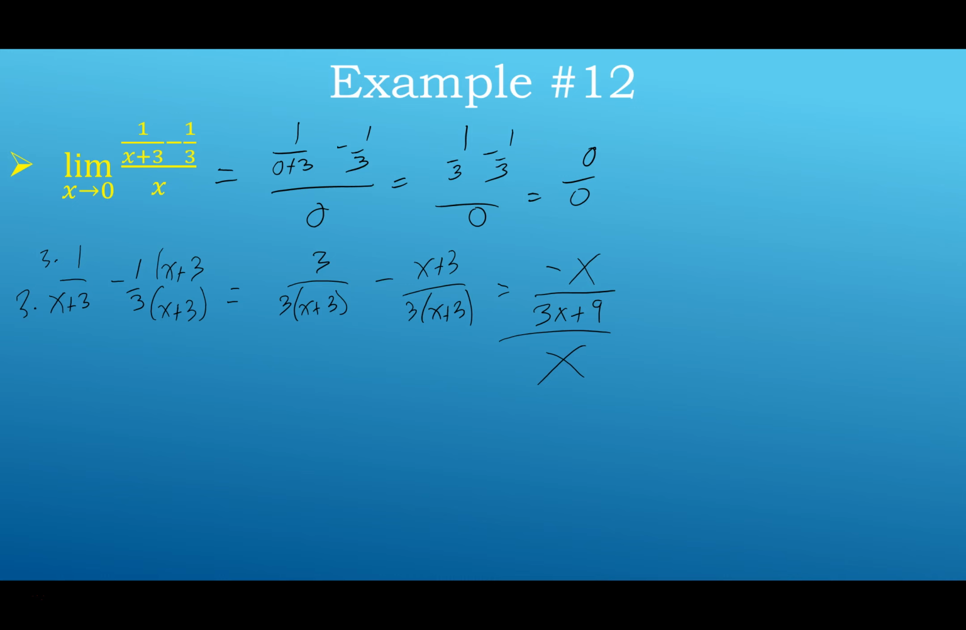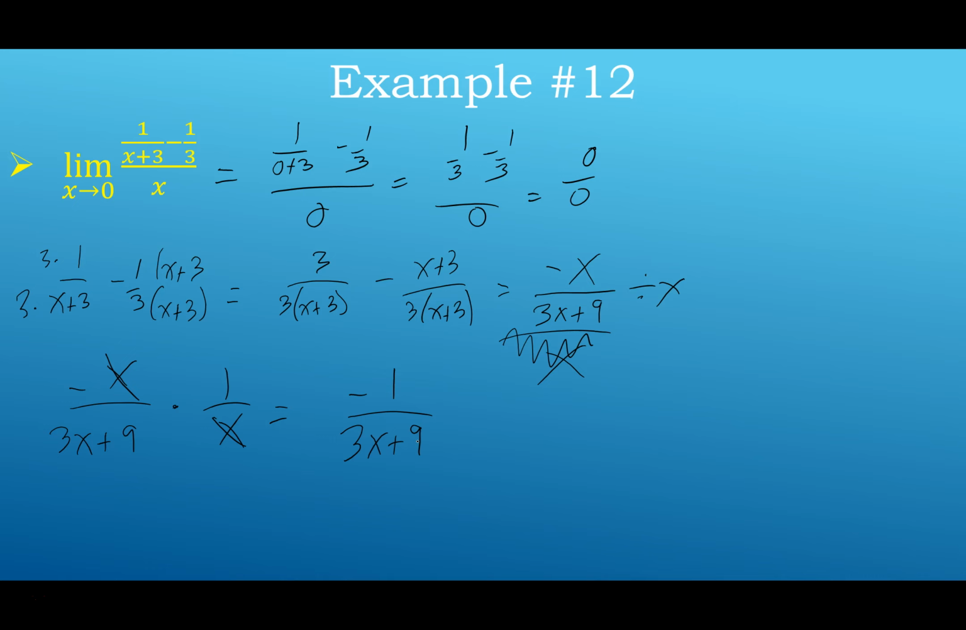Well, again, I can't have a fraction inside a fraction, so I need to work on this. So, divided by x is the same thing as multiplying by the reciprocal. Again, remembering the rules with fractions, dividing fractions is equivalent to multiplying reciprocals. So we have our top, negative x over 3x plus 9, now times 1 over x. Well, the x's cancel, leaving just negative 1 over 3x plus 9.